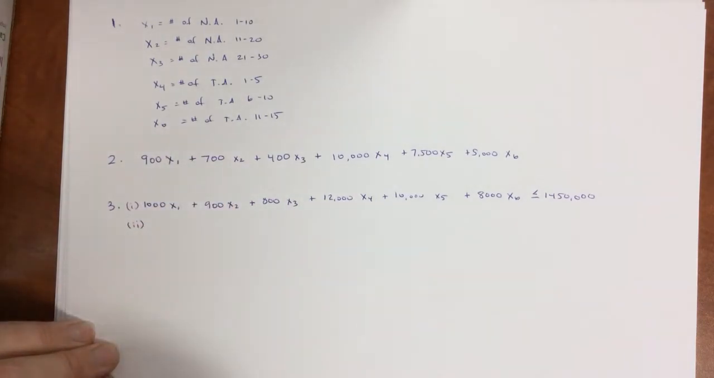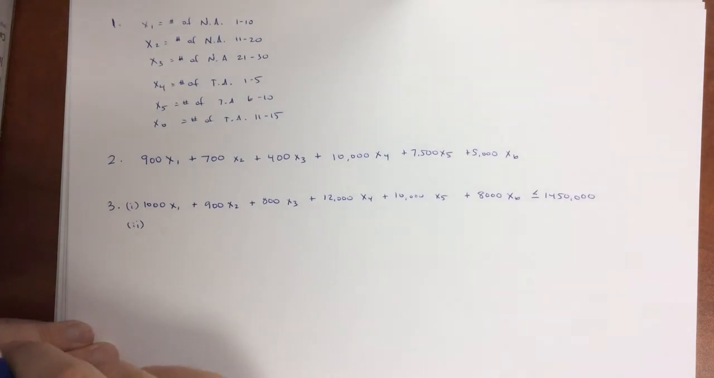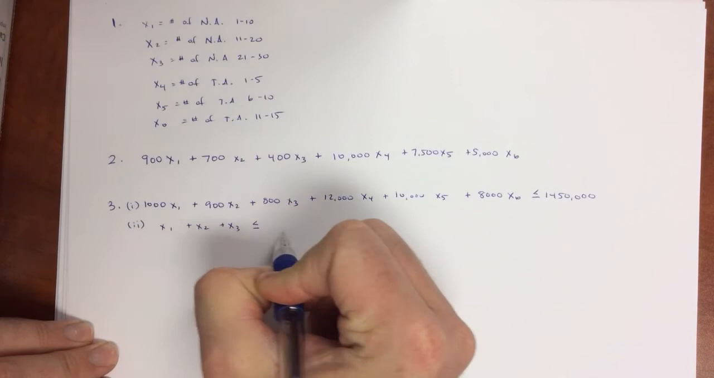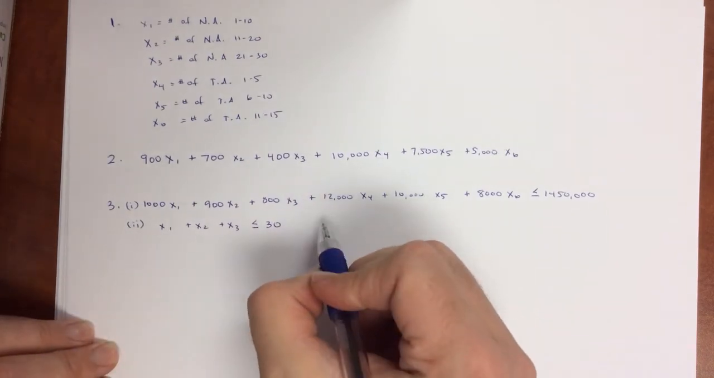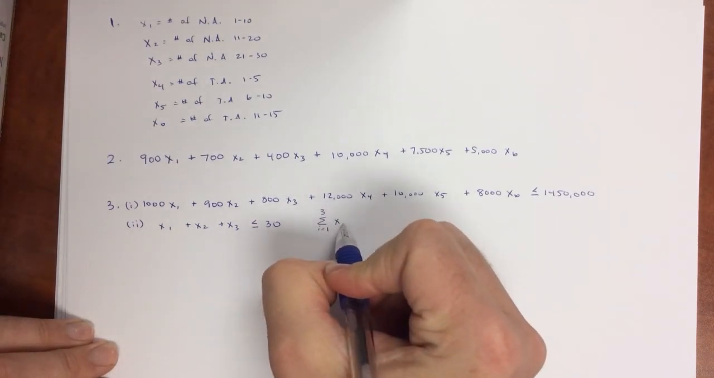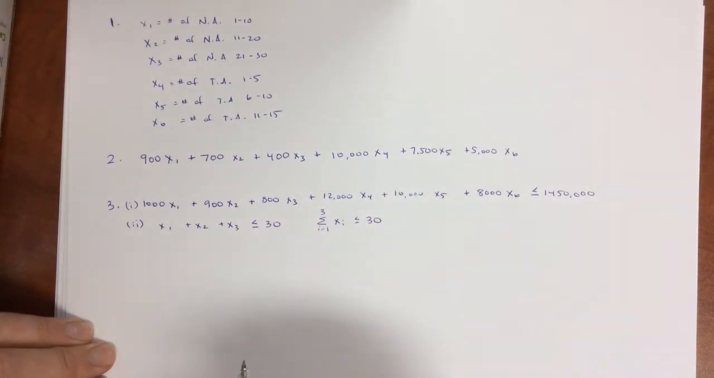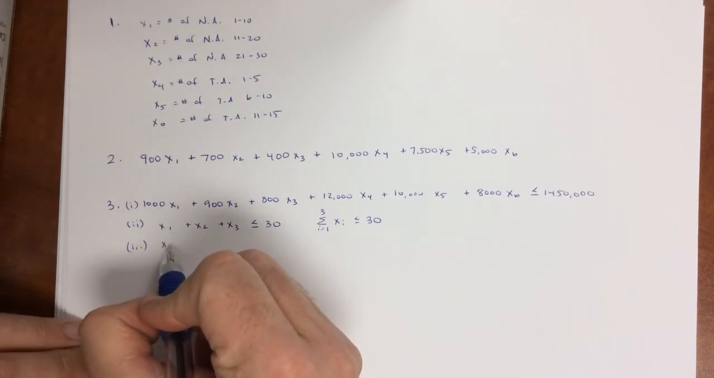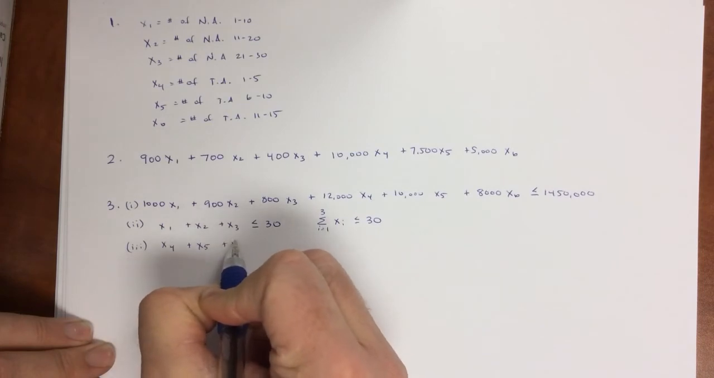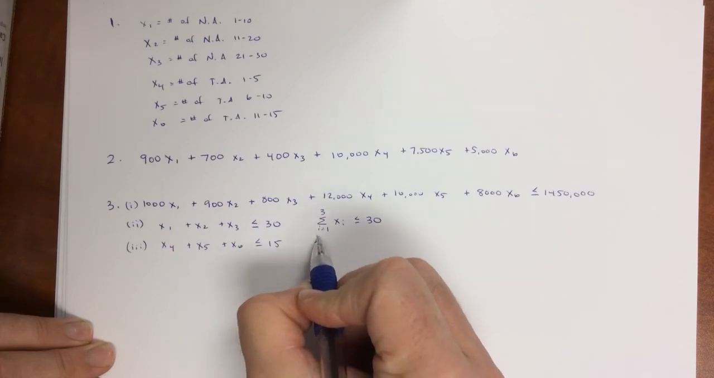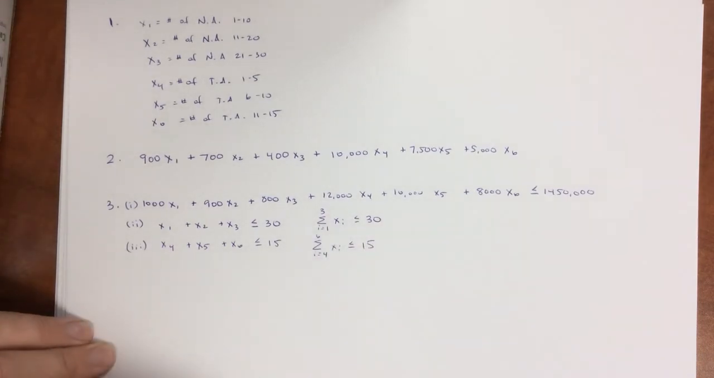What other constraint do we have? Well, it says that we will purchase no more than 30 newspaper ads and no more than 15 television ads. So x1 plus x2 plus x3 is less than or equal to 30. Another way to write that in more mathematical notation is the summation of xi from i equals 1 to 3 is less than or equal to 30. Just to blow your mind a little. The other constraint is that x4 plus x5 plus x6, the number of television ads, has to be less than or equal to 15. We can write it as the summation from i equals 4 to 6 of xi less than or equal to 15.